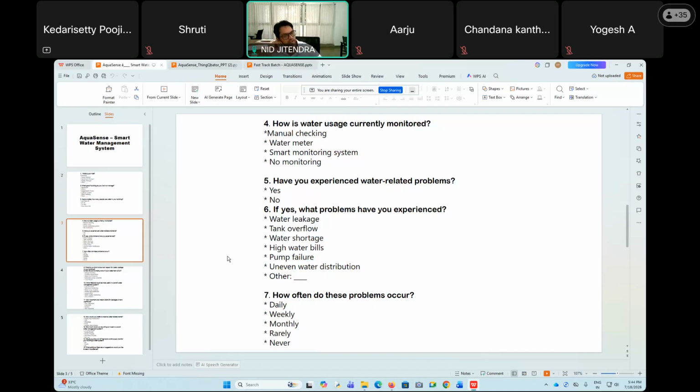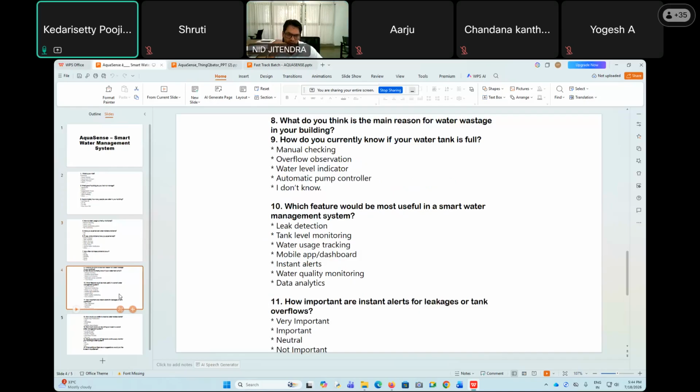Yeah. So then you can say that, okay, whether you have a 24/7 water supply or whether it is a time-bound sort of supply, if you want to ask those questions, it should be very clear. Then you're asking about problems in terms of leakage and everything. So you will understand where the issue is coming from and you will be able to get to that. Next is, what do you think is the main reason for water wastage in your society, in your building?